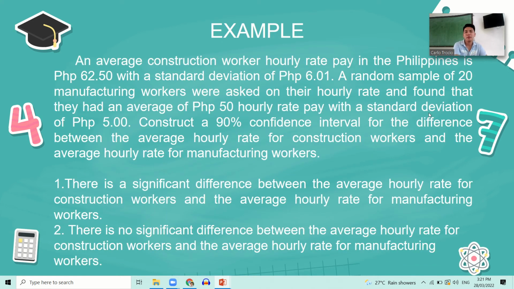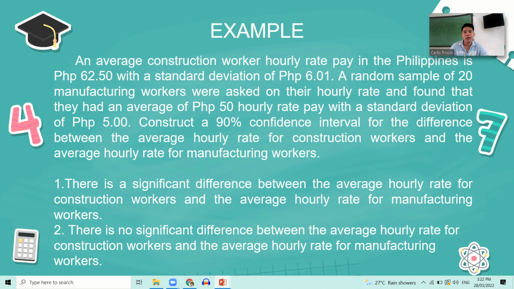Another example. An average construction worker hourly rate pay in the Philippines is 62.50 pesos with a standard deviation of 6 pesos. A random sample of 20 manufacturing workers were asked on their hourly rate and found that they had an average of 50 pesos hourly rate pay with a standard deviation of 5 pesos. Construct a 90% confidence interval for the difference between the average hourly rate for construction workers and the average hourly rate for manufacturing workers.